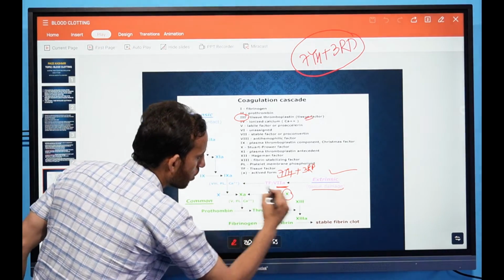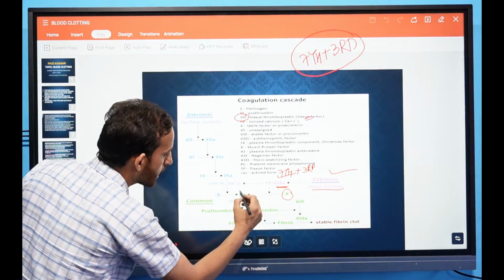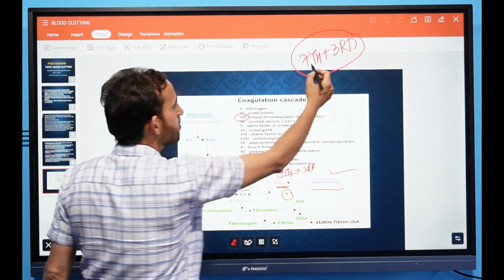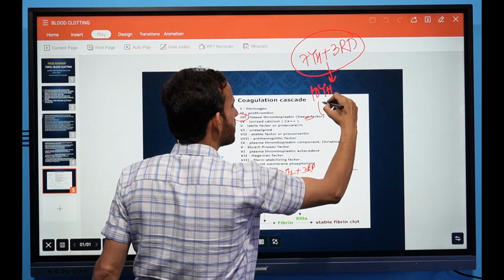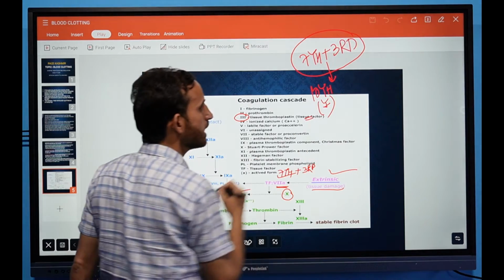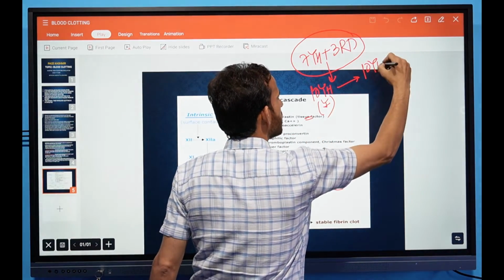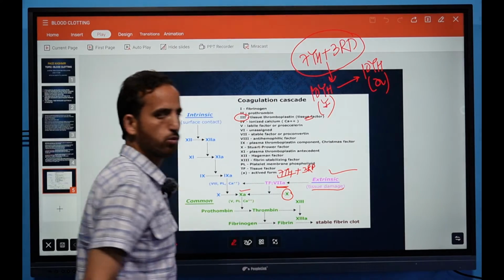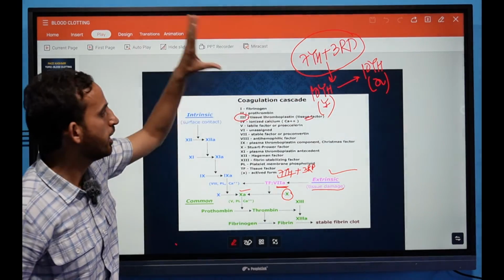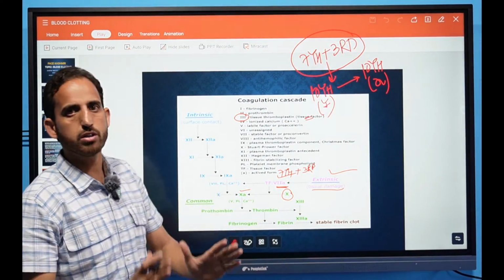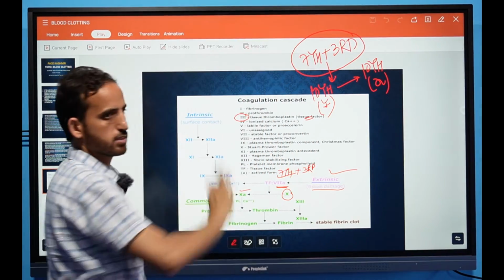This complex converts the 10th blood clotting factor, which is normally inactivated here, X, into XA. XA means this complex is actually responsible for converting, I will write down here, the 10th, and in brackets I will write inactivated. So it is the inactivated 10th blood clotting factor. It gets converted into what we call the 10th activated blood clotting factor. So the conversion of the inactivated 10th blood clotting factor into its activated form occurs in the presence of the 7th and 3rd blood clotting factor complex.